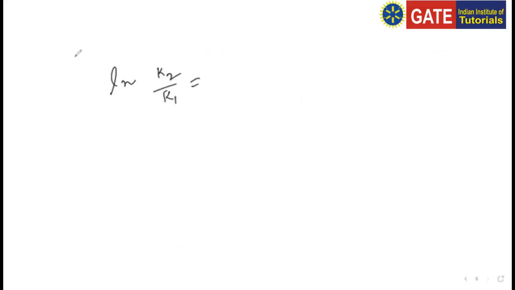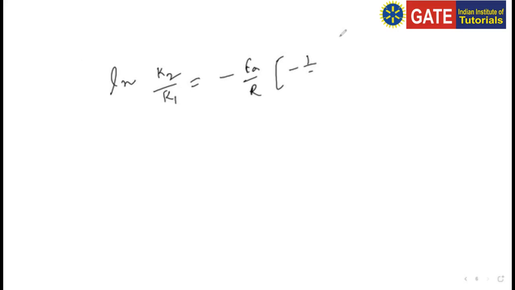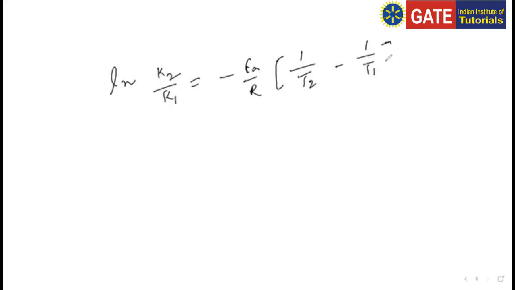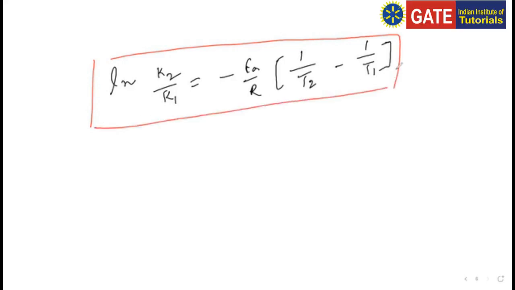ln K2 by K1 will be minus of Ea by R times 1 by T2 minus 1 by T1, taking the minus common. Or if you want the formula in log form.